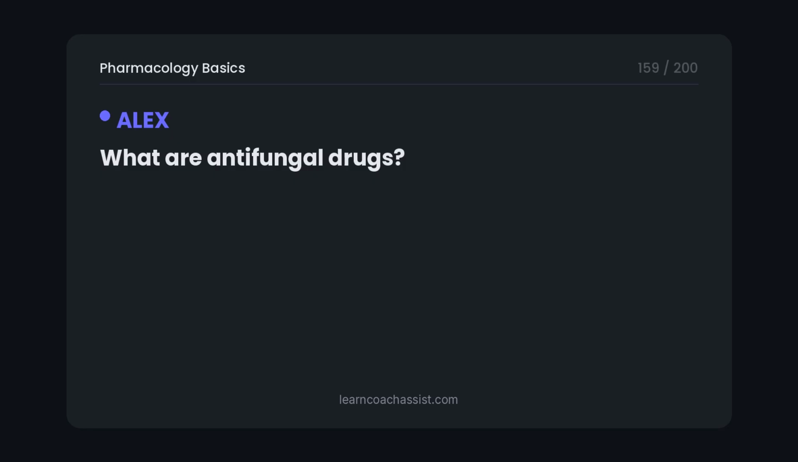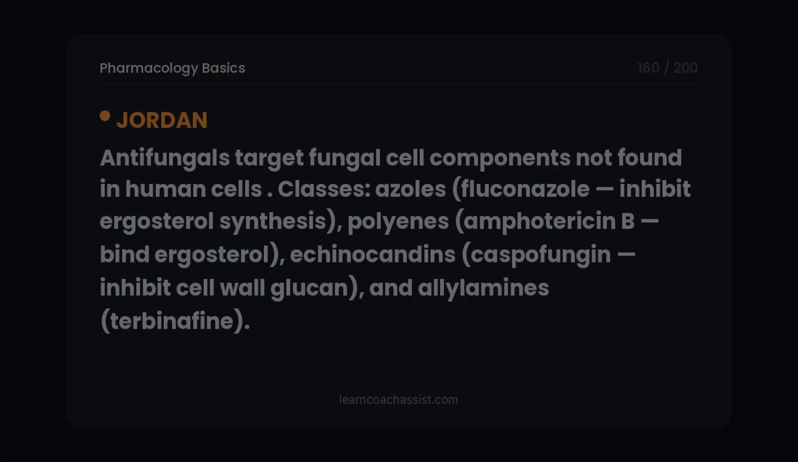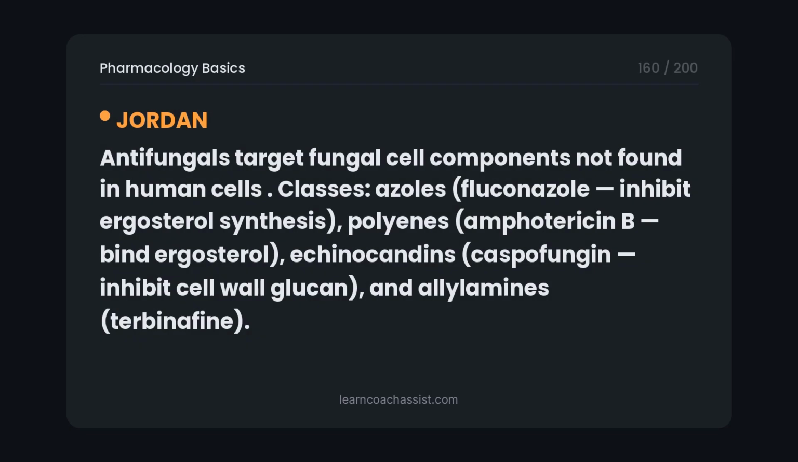What are antifungal drugs? Antifungals target fungal cell components not found in human cells. Classes: azoles, fluconazole, inhibit ergosterol synthesis; polyenes, amphotericin B, bind ergosterol; echinocandins, caspofungin, inhibit cell wall glucan; and allylamines, terbinafine.